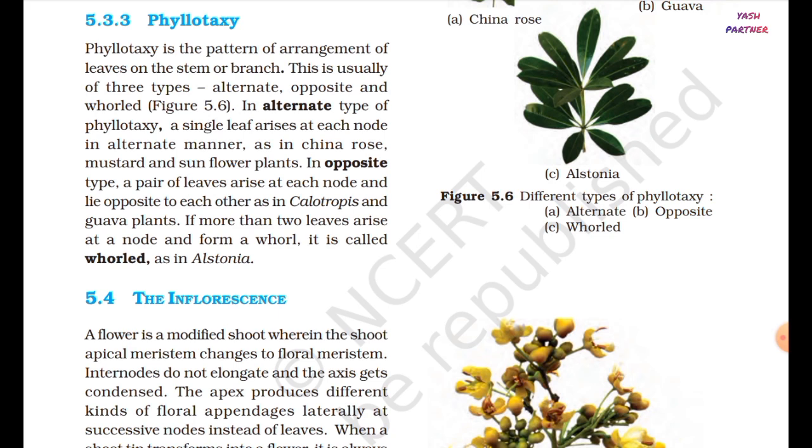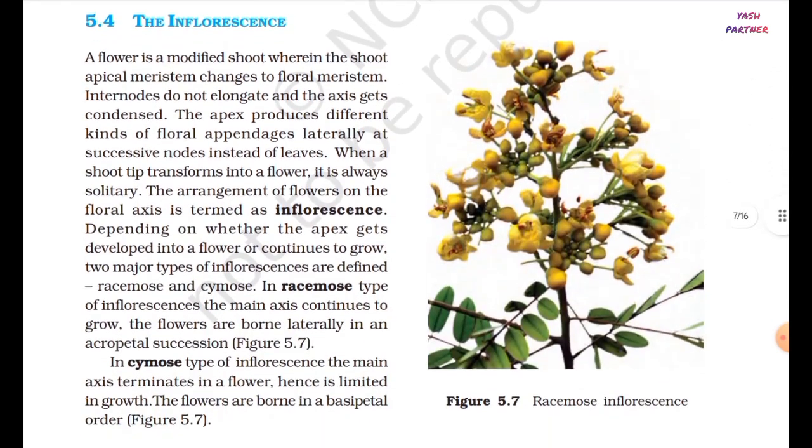In opposite type, a pair of leaves arise at each node and lie opposite to each other, as in calotropis and guava plants. If more than two leaves arise at a node and form a whorl, it is called whorled, as in Alstonia. 5.4 The inflorescence.